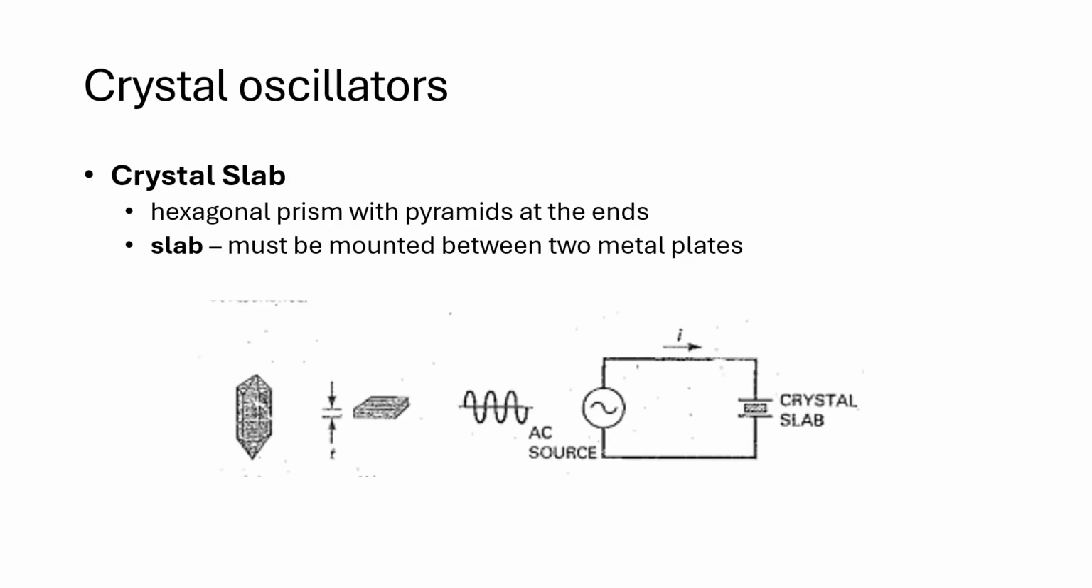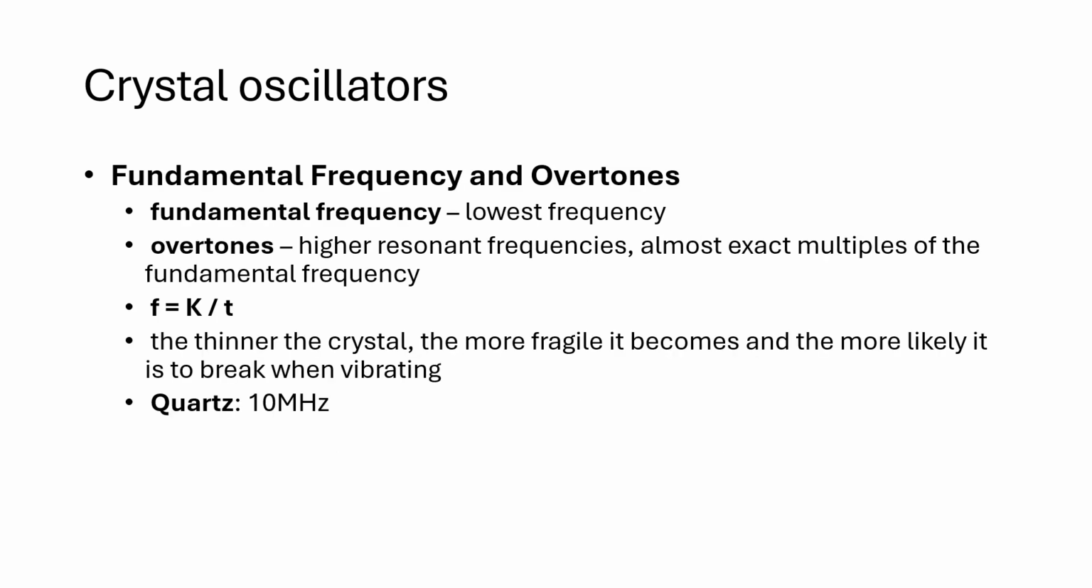Here we have a crystal slab. This is a hexagonal prism with pyramids at the end, like this. A slab must be mounted between two metal plates like this one, so it is like a capacitor. This is how a crystal slab looks like.